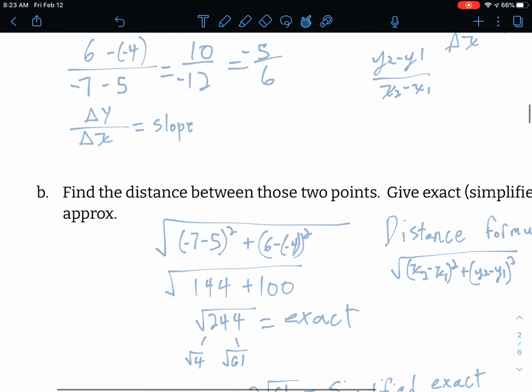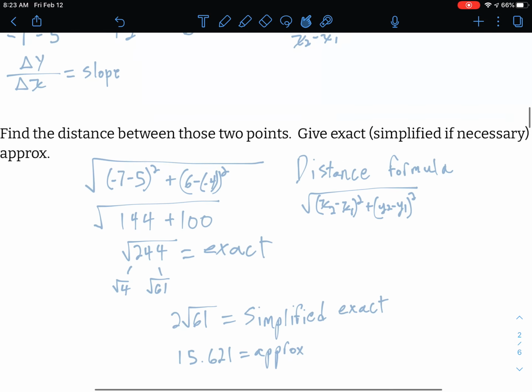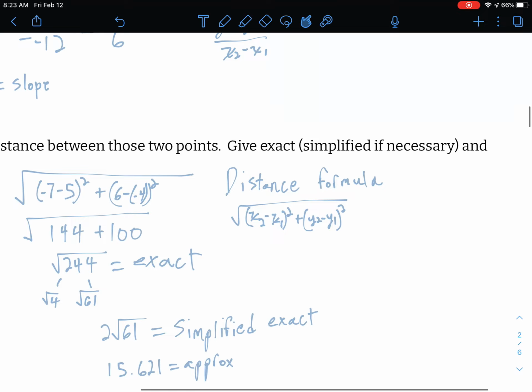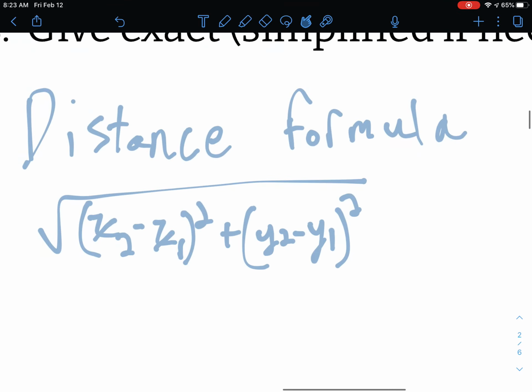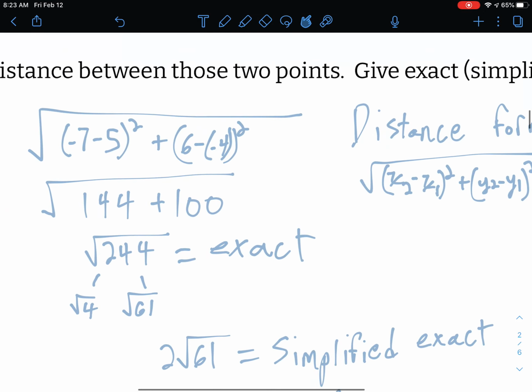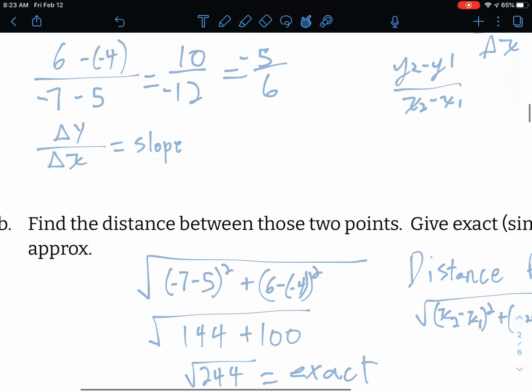Alright, now let's get to part B. Part B, find the distance between those 2 points. Give exact, simplified if necessary, and approximate. We're going to use the distance formula for that. The distance formula is x2 minus x1 squared plus y2 minus y1 squared, and all that in a radical. Let's plug in the numbers just like we did in slope.